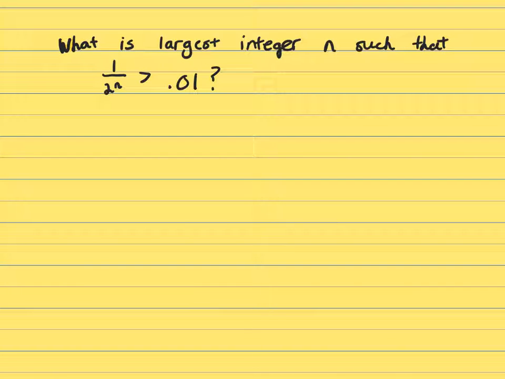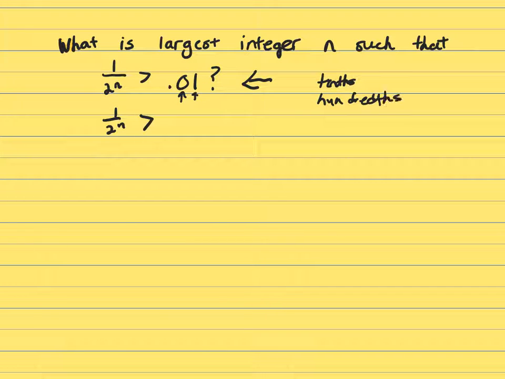We are trying to find the largest integer, n, such that 1 over 2 to the n is greater than 0.01. Well, I like fractions in most cases, so I'm going to change the right-hand side to a fraction. This is 1/10, and then this position is the hundredths. That is 1 over 100.